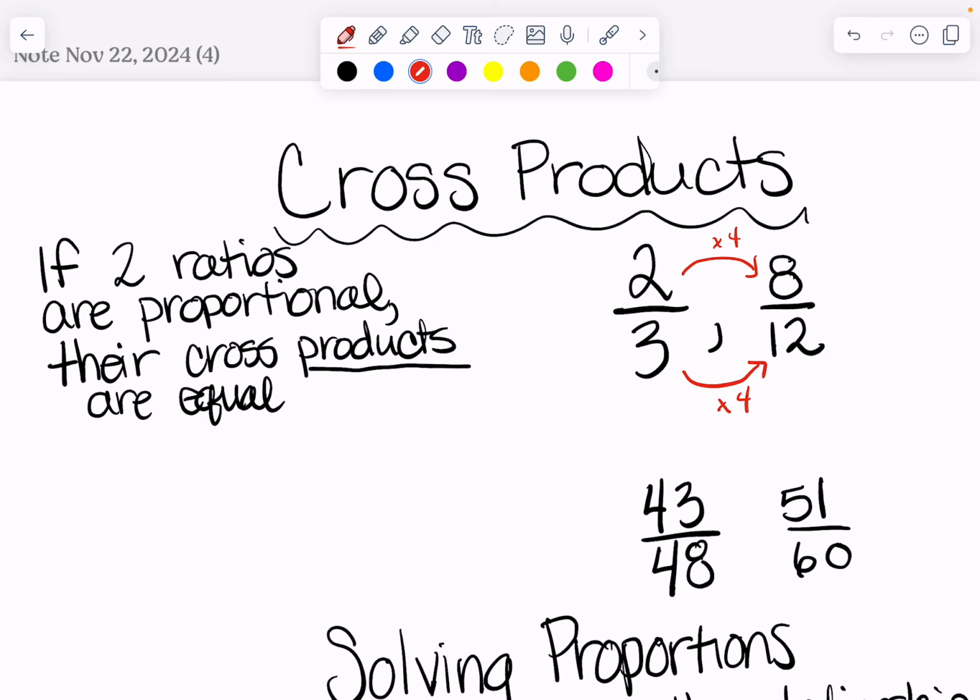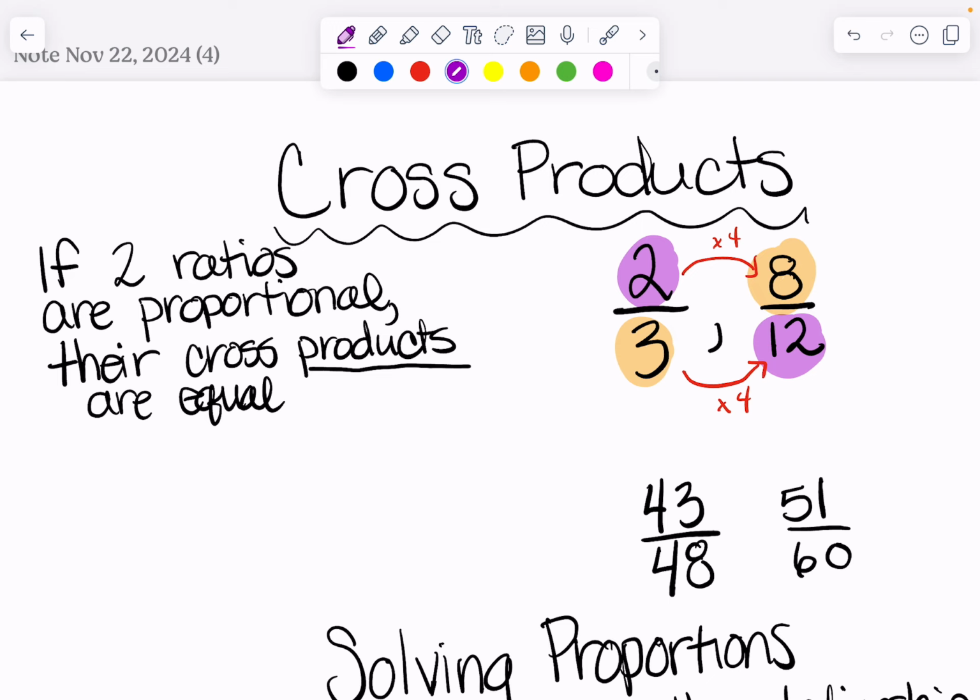An additional way that we can look at ratios and determine if they're proportional or not is by using what we call their cross products. So product meaning the answer to a multiplication problem. So cross products are going to be our opposite numerators and denominators. And if two ratios are proportional, then their cross products are equal.